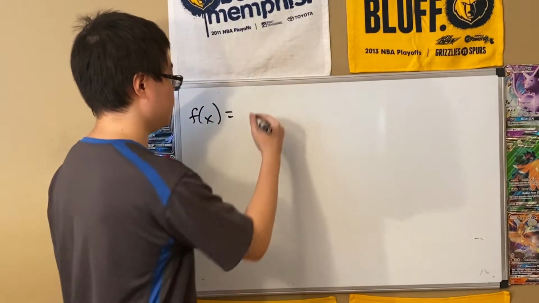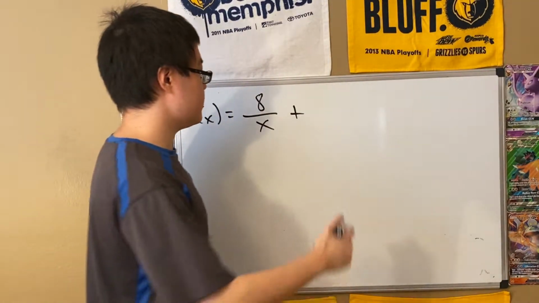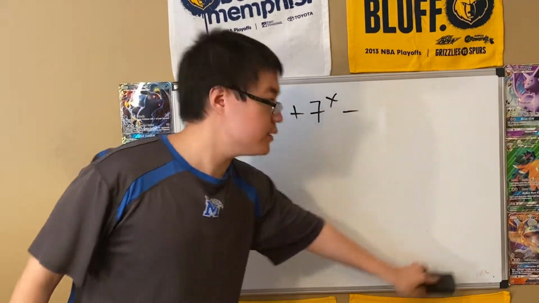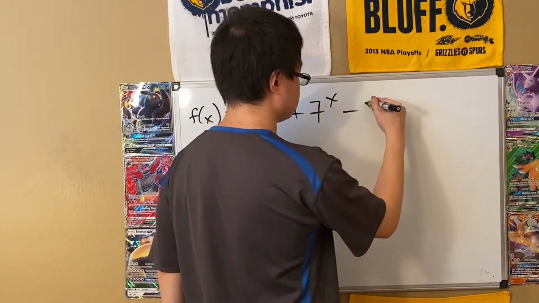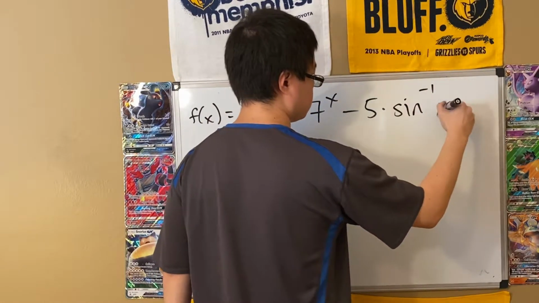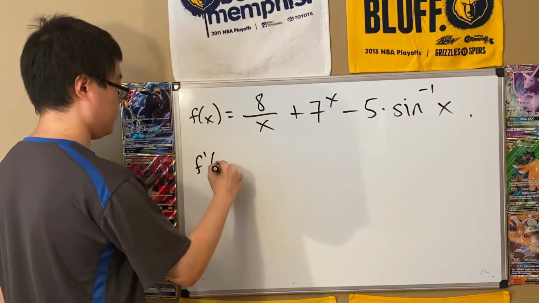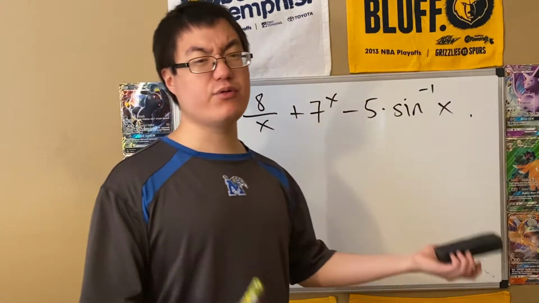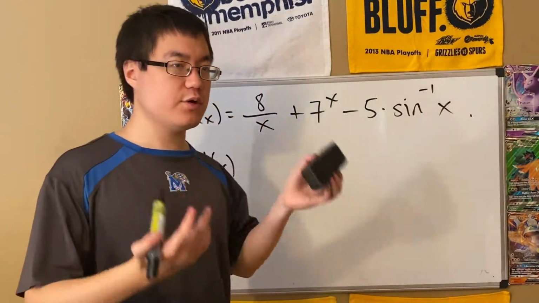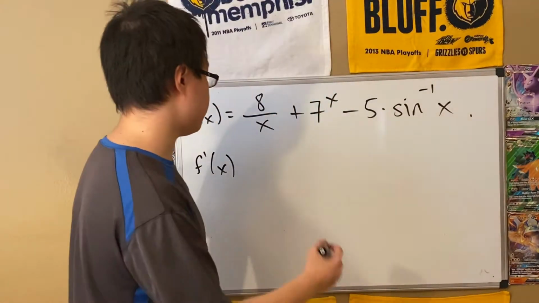Let's do 8 over x plus, we need a trig function. Let's actually write 7 to the x first, and then my trig function. Let's do an inverse one this time. Let's do inverse, 5 times sine inverse. So let's take this derivative. Again, when you have something like this, you really want to rewrite it to employ the power rule. It's just so much easier. We're eventually going to use the quotient rule, but I still don't even use the quotient rule for this because it's just so easy to use the power rule.